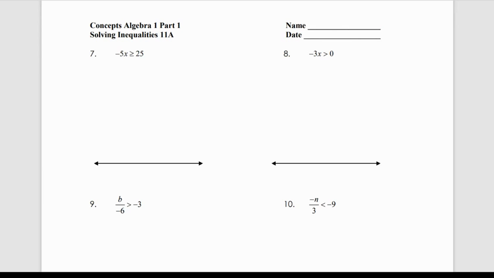So for number 7, it currently says -5 times x is greater than or equal to 25. So how do I undo multiplication? We use division. So we're going to divide by -5 on both sides. That left-hand side will cancel to just be x. However, what did I have you write at the top of your paper earlier? When we multiply or divide by a negative, the symbol switches. So now instead of that greater than or equal to, it's a less than or equal to.